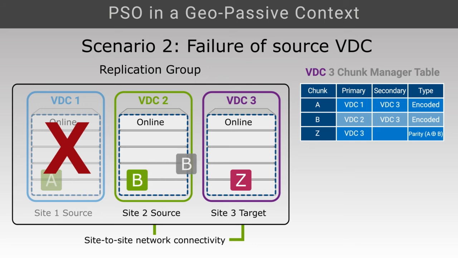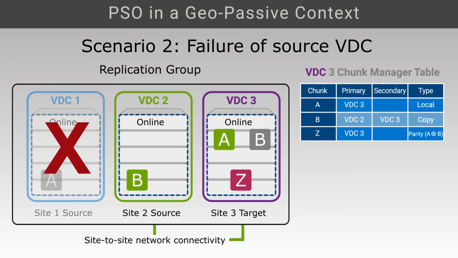Chunk B is recreated on VDC3 using the data from the primary VDC2. The chunk manager table is updated and holds a copy of the chunk. Chunk A can be recreated on VDC3 from the parity chunk Z and chunk B. The chunk manager table is updated, stating it holds a primary copy of chunk A.